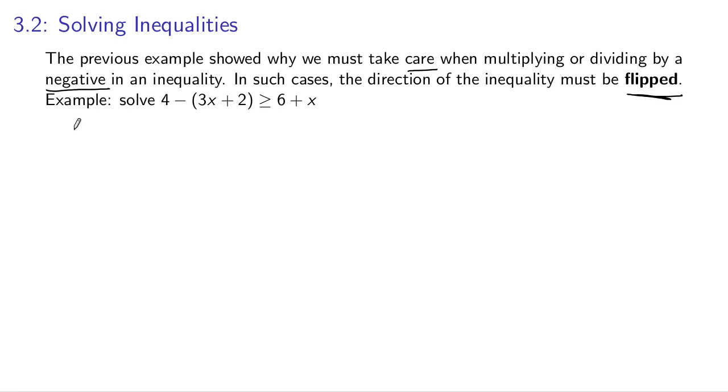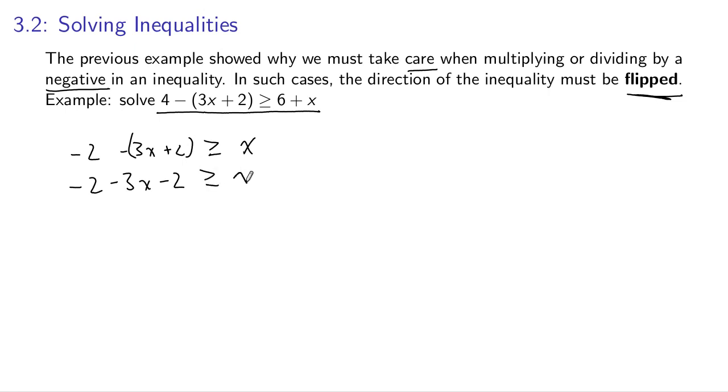So let's see another example of this. Solve this inequality. First thing we should do, subtract 6. So that would make us have 4 minus 6 is minus 2. Minus 3x plus 2 is greater than or equal to x. Now let's distribute this negative. Minus 3x minus 2 greater than or equal to x. Minus 2 is minus 4.